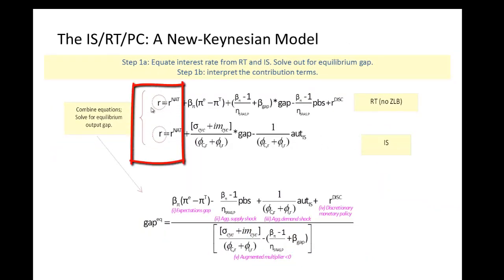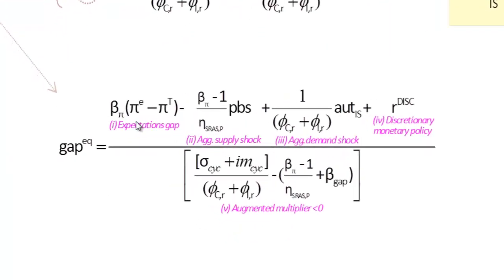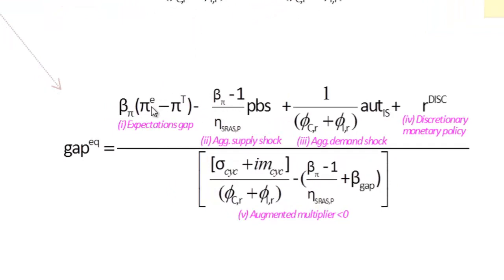Now, this R here is equal to this R here. So if we want to get an equilibrium, we have to equate them together. So we're going to do that, lop them off and equate them and rearrange them. And when we do that, you're going to get an algebraic expression for the gap. Now this is a big, messy expression, but that's why we break it down into contribution terms.